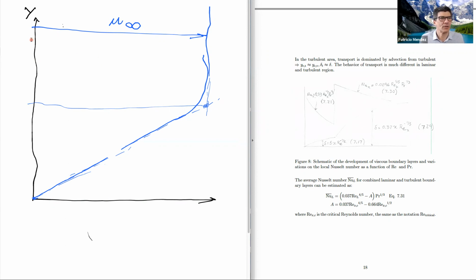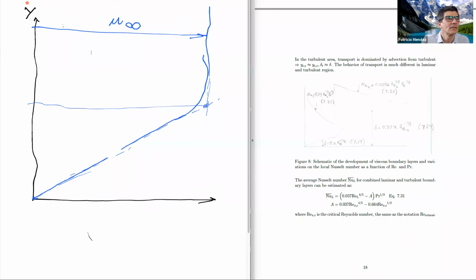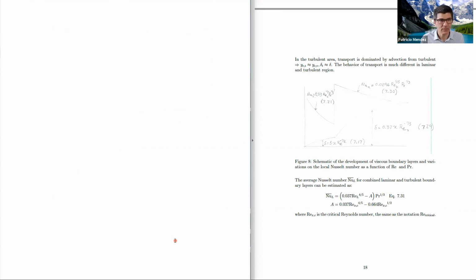Let's do. I'm trying to have a new page here. It's not letting me have a new page. Interesting. Okay, let's see. Insert.